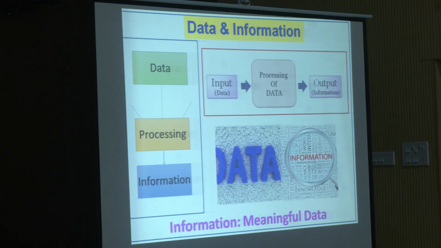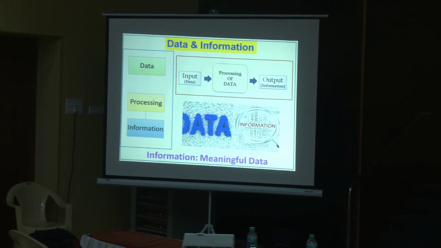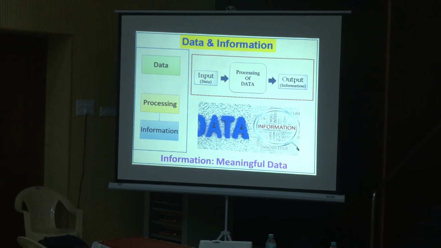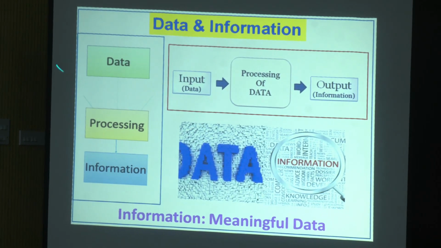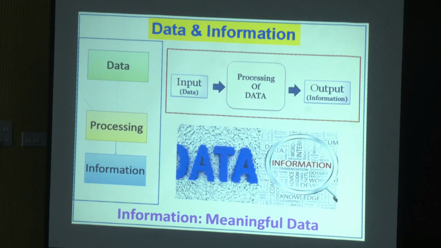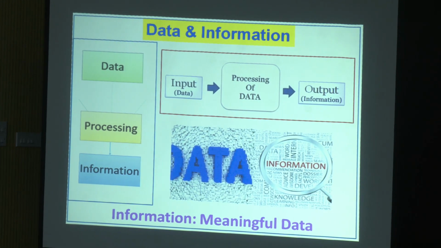For example, data may be in the form of a table or text, sometimes in the form of figures. Sometimes you may not be able to understand it. If it gives some kind of meaning, then it will be called information. So what we are going to do is process the data. Information can otherwise be called processed data. I have a lot of examples, I will tell you.